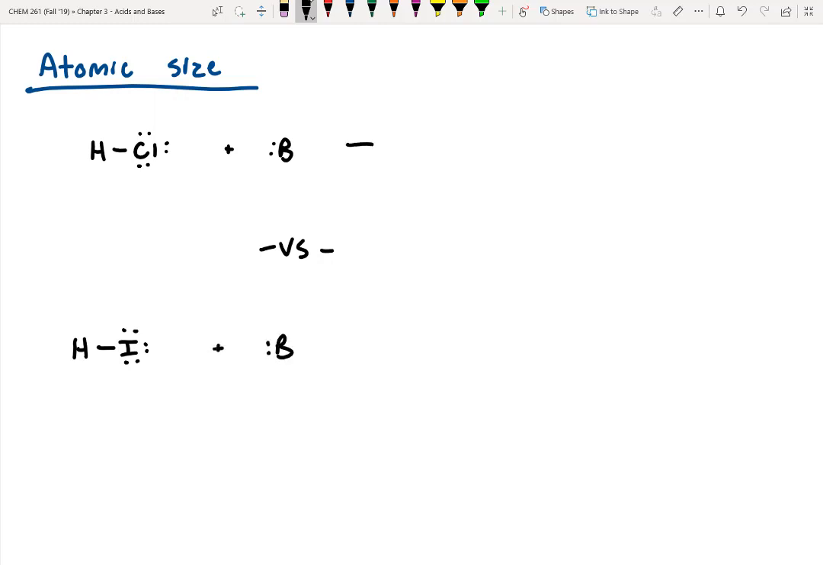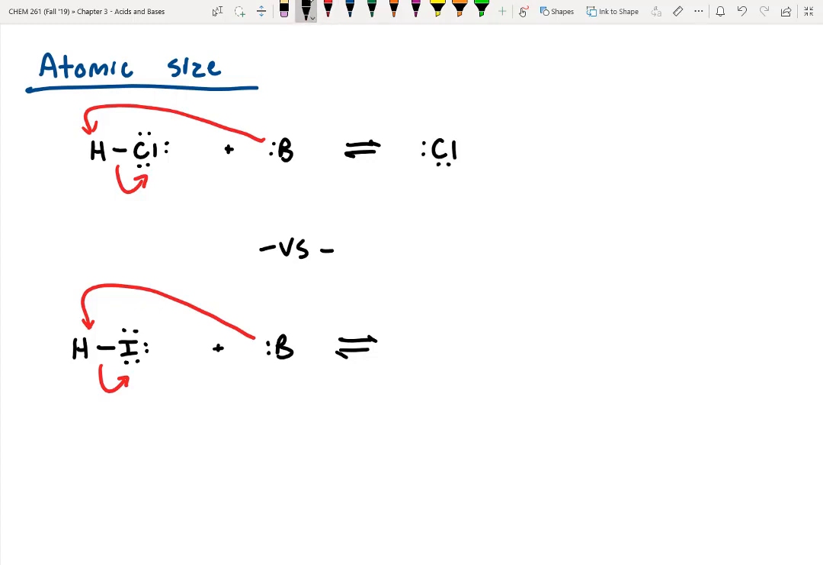In each situation, we can have an equilibrium where the base is going to grab a proton. So we can show this with reaction arrows. And we can show the conjugate bases. So on top, we would have Cl- as our conjugate base. On the bottom, it would be I-.